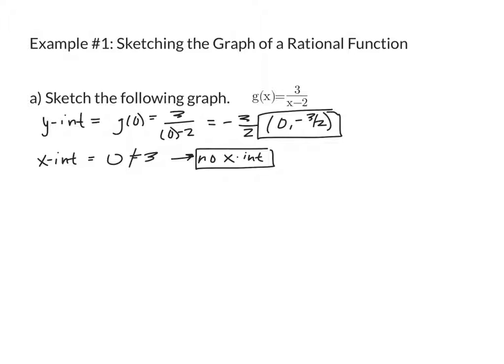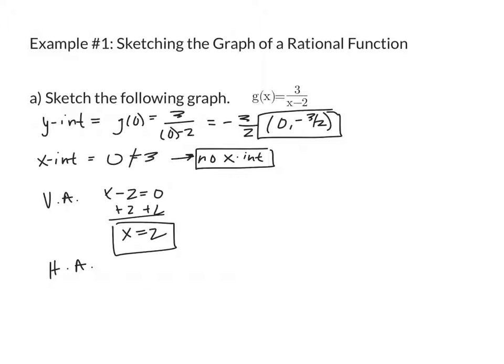All right, next for the vertical asymptote, remember that means setting your denominator equal to 0. So x minus 2 equals 0. If I add 2 to both sides, I get x equals 2. So that is my vertical asymptote. My horizontal asymptote comes from focusing on the powers. The power of my numerator is 0. The power of my denominator is 1. Since 0 is less than 1, my horizontal asymptote is y equals 0.